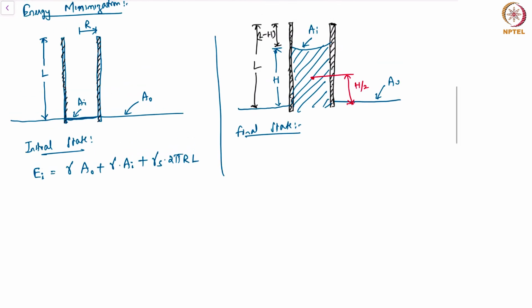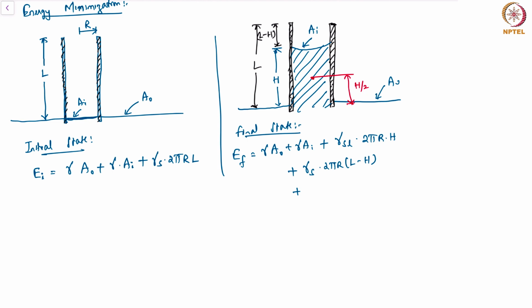Final state in this case, let's write down all the energies that are possible. EF. Now the area outside will be gamma times A naught. The area of the meniscus inside is gamma times AI. Those things have not really changed. Now the part of the tube of height h is covered with liquid, so we have gamma solid liquid times the surface area of the cylindrical portion of the column that I've shaded in blue, and that will be 2 pi r times h. I also have the surface area above, which is gamma solid times 2 pi r times L minus h, the only portion exposed to the air above. That's the dry portion of the solid.